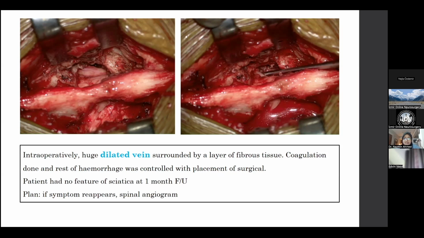In the immediate postoperative period, the patient still had some sciatic pain, but the intensity was diminished from preoperatively. At 1 month follow-up, the patient had no features of sciatica. He is still under our strict follow-up, and our plan is to do a spinal angiogram if symptoms reappear.